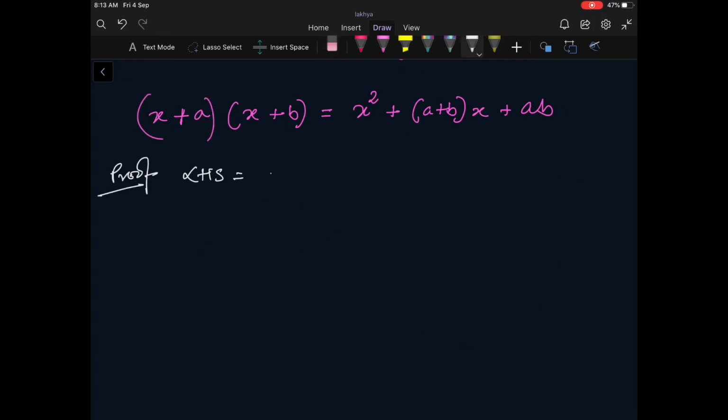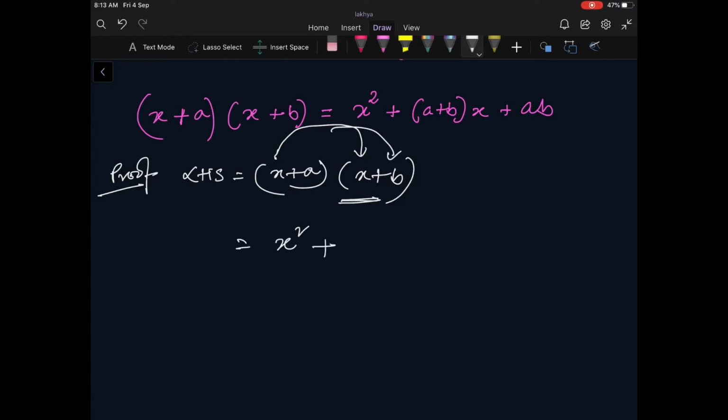Now take the left hand side, (x + a)(x + b). Now multiply. So how to multiply? First you need to multiply the second polynomial by the first term of the first polynomial. Okay, x into x, then x into b, that gives x into x, x square, plus x into b, bx. Then plus a into x, ax, then a into b, ab.